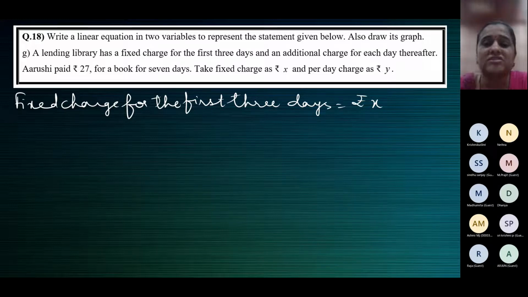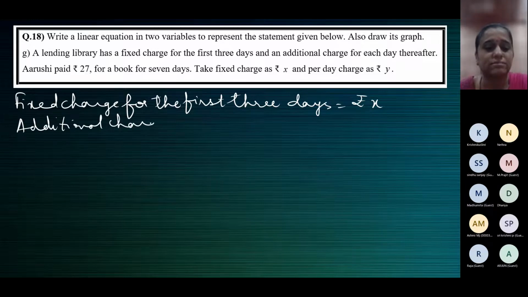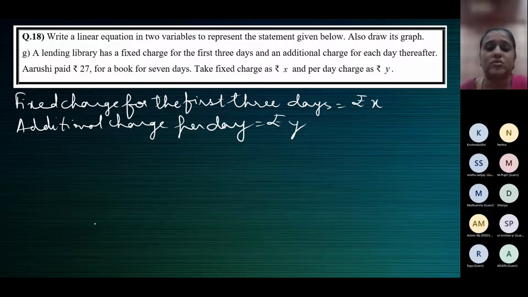And the additional charge is charged per day. Every day, see there, and it's given here. The charge per day is rupees Y. The additional charge per day is equal to rupees Y. That's given to us. Take fixed charge as rupees X and per day charge as rupees Y, which is given to us.